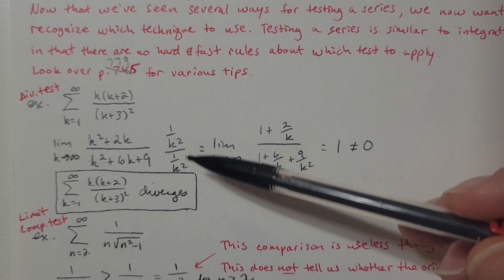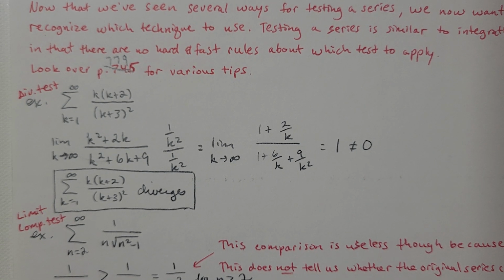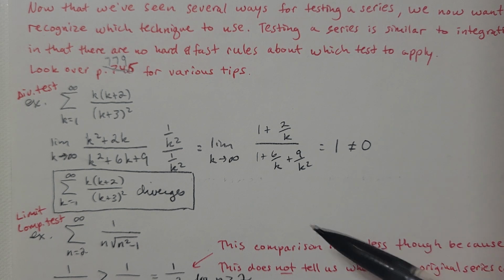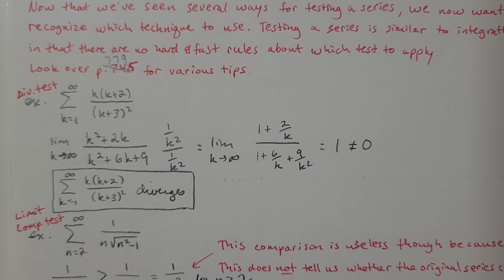Okay, well, let's see. I'm going to go ahead and multiply the top and bottom by 1 over k squared, and then distribute. Or I could use L'Hopital's rule, same thing. But if I distribute 1 over k squared, both in the numerator and denominator, I'm going to have the limit as k approaches infinity of 1 plus 2 over k divided by 1 plus 6 over k plus 9 over k squared.